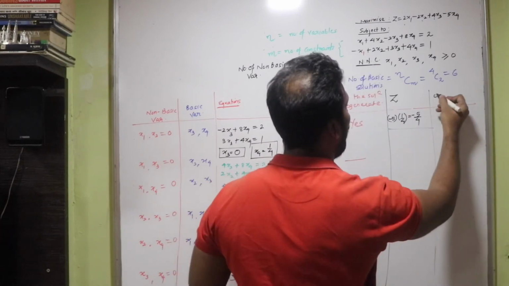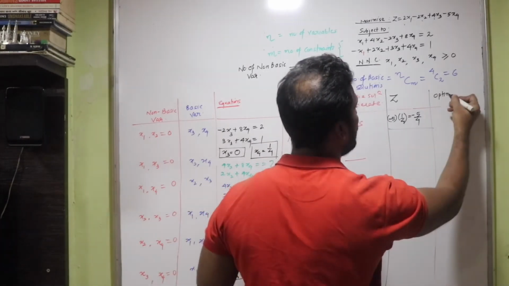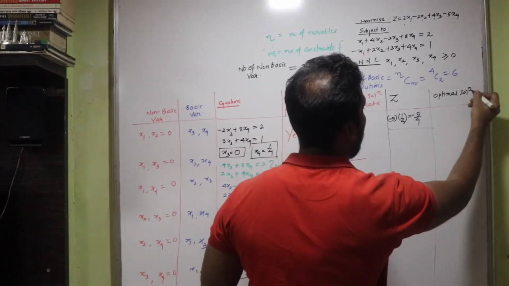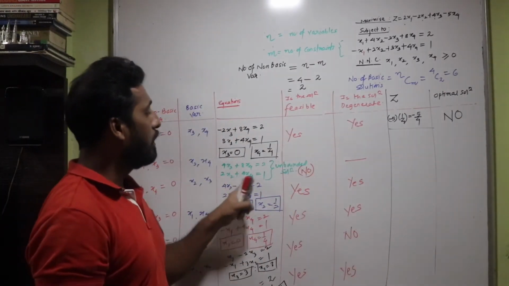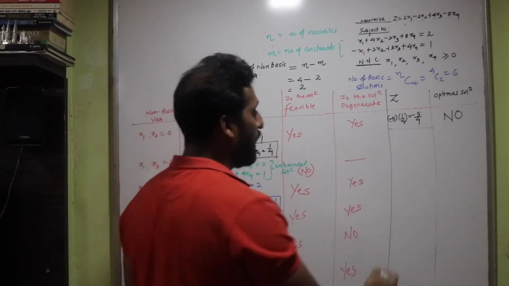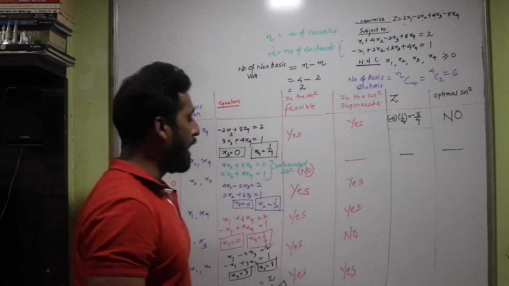So I'm going to write one more column here, optimal solution. So that's not an optimal solution, so I'll put a no here. Let's move ahead. Here again there is no case to be arised, isn't it? Because we don't have any values.